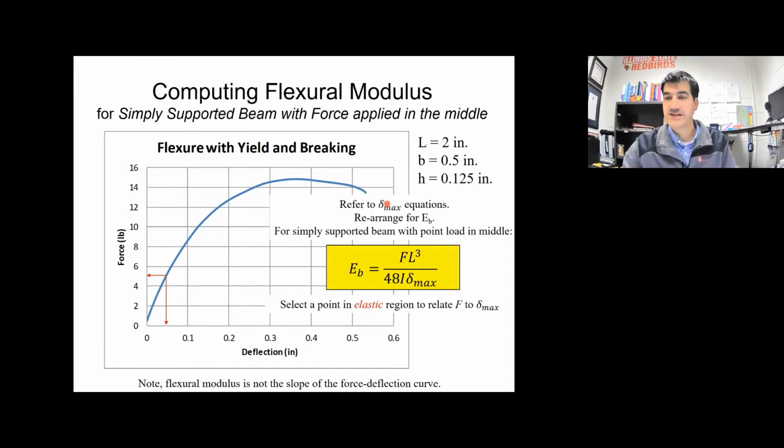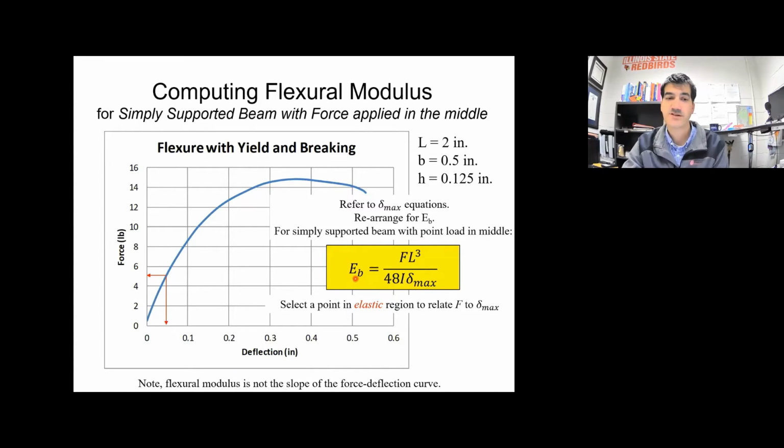All right. So we can take that equation and we can rearrange algebraically to solve for E sub B, the flexural modulus. And when you do that, you multiply both sides times E sub B, and you divide both sides by the deflection, and you end up with this equation right here. The flexural modulus equals FL cubed divided by 48 I times the maximum deflection. All right, so now we can use this equation to solve for the flexural modulus.